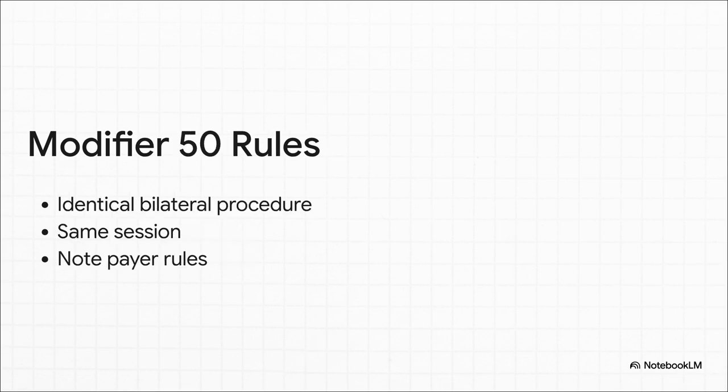Next up is Modifier 50 for bilateral procedures. Pretty straightforward. This is for identical procedures performed on both sides of the body during the exact same operative session. But you really need to pay close attention to the specific scenario on your exam. Payer-specific rules are huge here. Sometimes you'll bill one unit with Modifier 50, but other times certain commercial guidelines might want separate line items with RT and LT modifiers instead. So keep your eyes peeled for that.